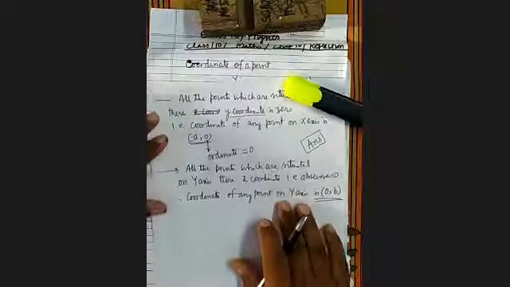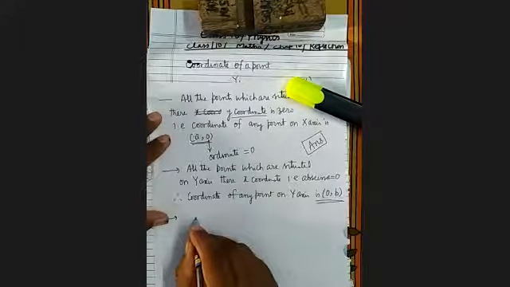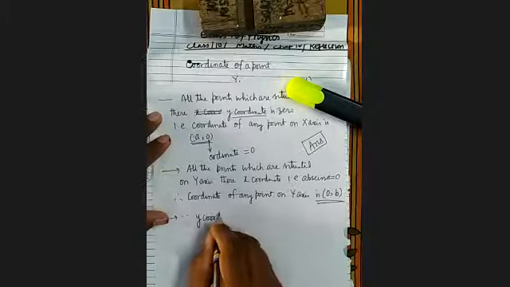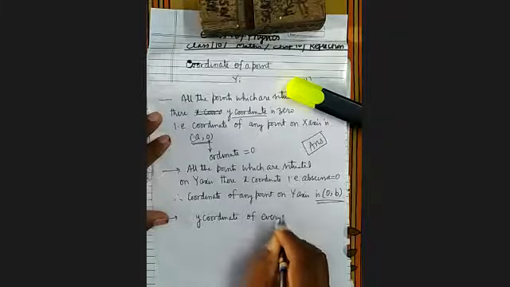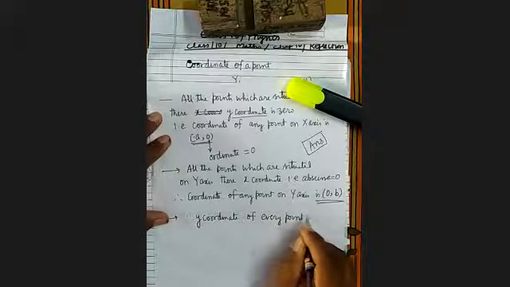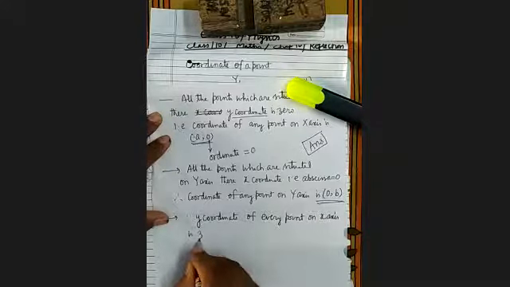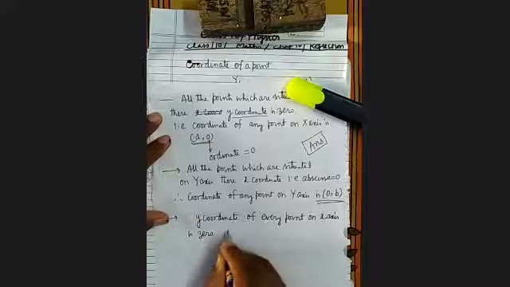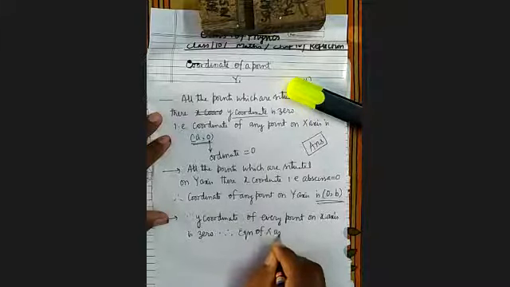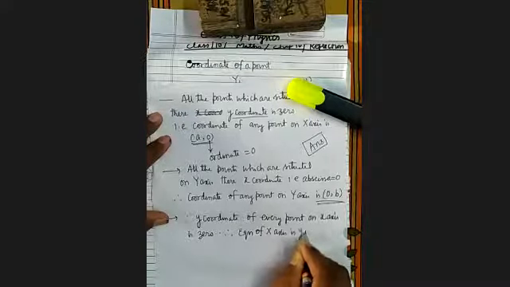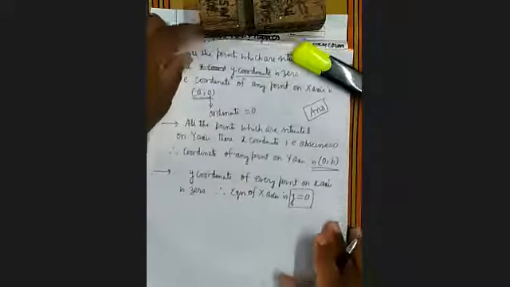Now see here. Since the y coordinate of every point on the x-axis is 0, therefore the equation of the x-axis is y equals to 0. X-axis की इक्वेशन क्या हो जाएगी, y equals to 0.